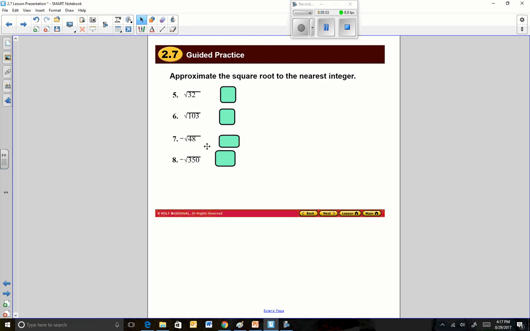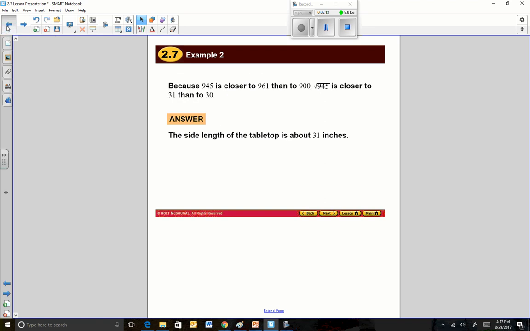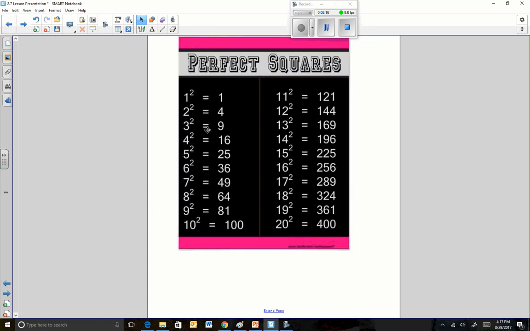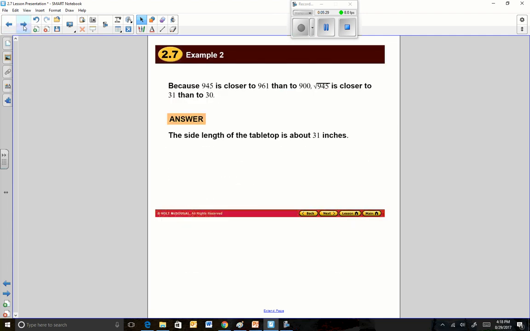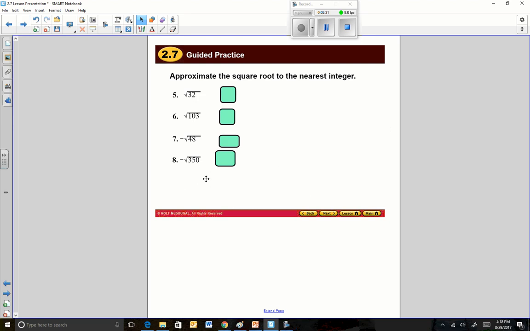Please try these 4 questions, and I will help you out on number 8. Take a look at number 8 and go back to your perfect squares. Go back a few slides and notice we have 324, 289, and 361. So which two does this lie between? Let's go back to the slide we were on. 350. So that is between the 324 and the 361.